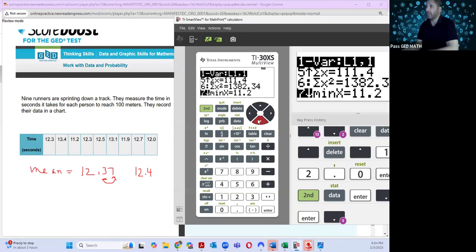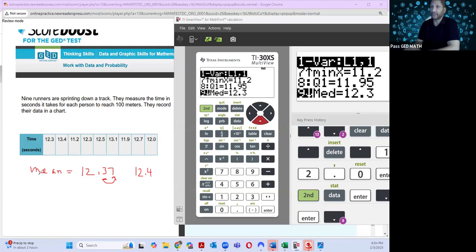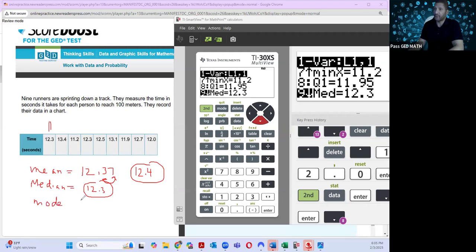You don't have to put them in order. All you have to do is scroll down till you find MED. So the median equals 12.3. Our mean was 12.4, our median is 12.3. Mode is what number appears the most. We have two 12.3s, and that's it. So our mode is also 12.3.